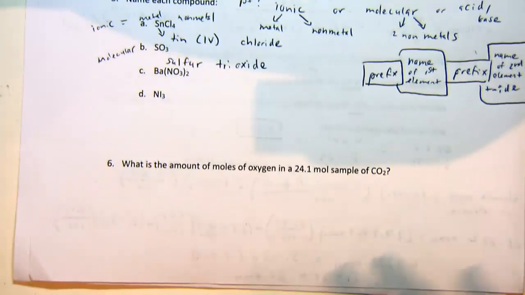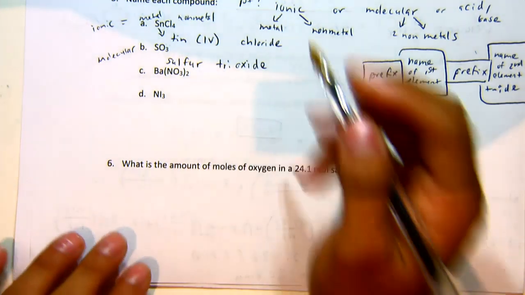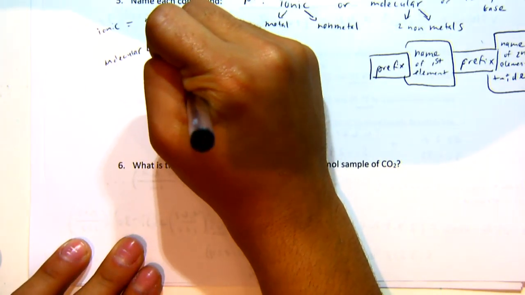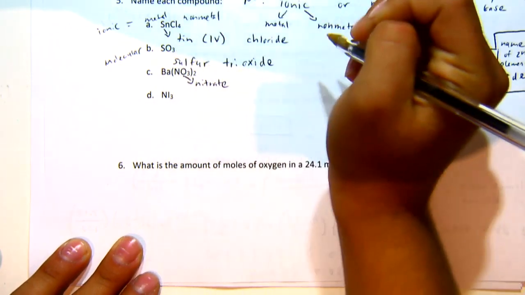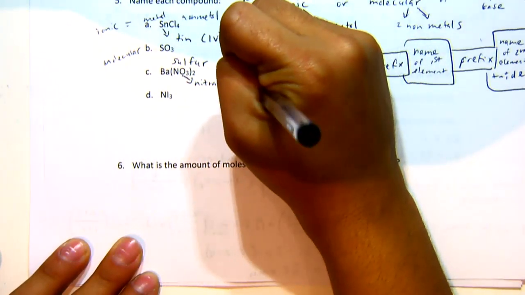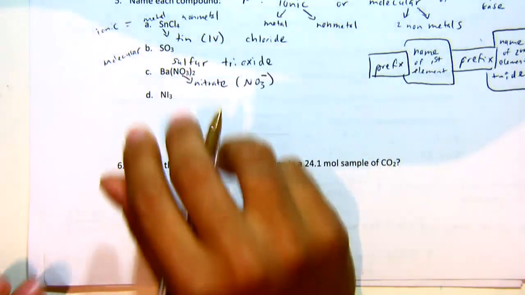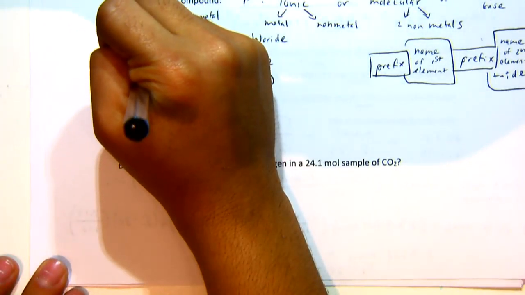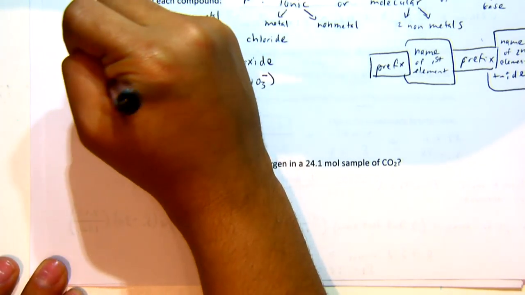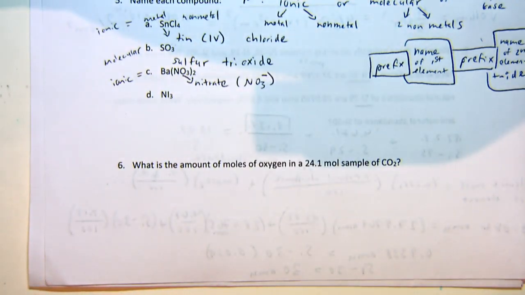Now the next one, we are indeed working with a polyatomic ion. Like I said, we're working with nitrate. And nitrate on its own looks like NO3 with the negative charge on it. And then we have the metal barium. So this is going to be an ionic compound. So we're going to do the same thought process that we did last time.